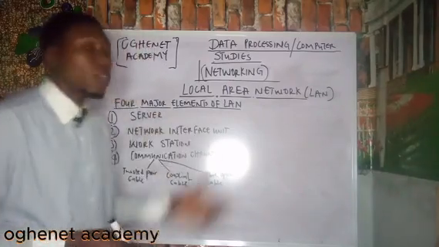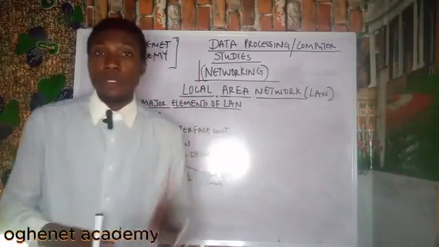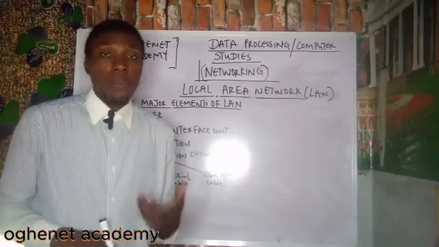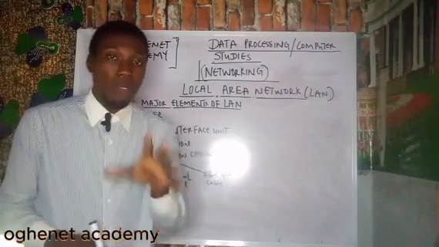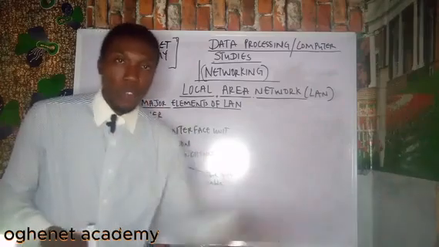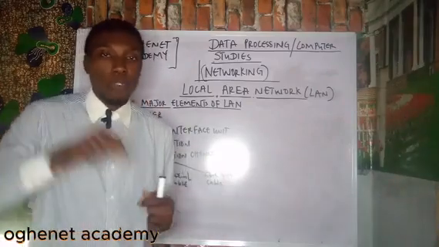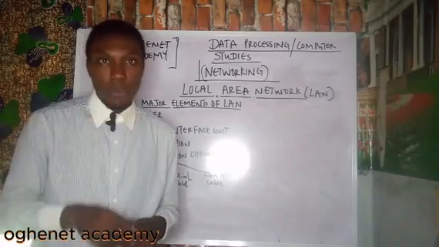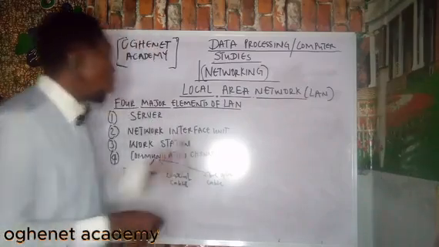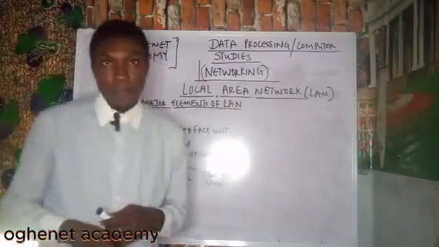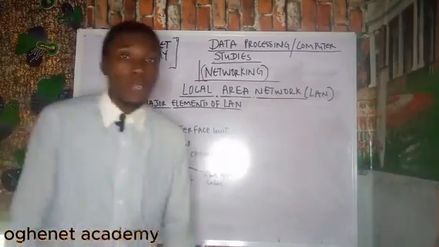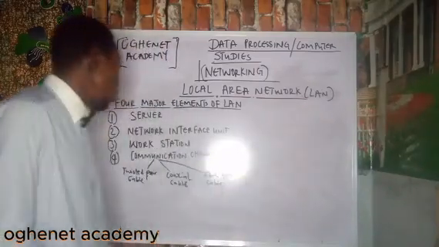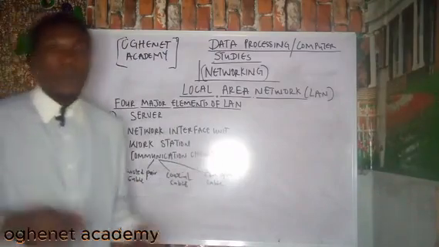Now remember, I made mention of about four types of network. I made mention of the personal area network. We have the personal area network, we have local area network, and there is also the metropolitan area network, and of course the wide area network. But today we're going to be focusing on the local area network. The short acronym for it is LAN, as you can see on the board. All right, local area network.